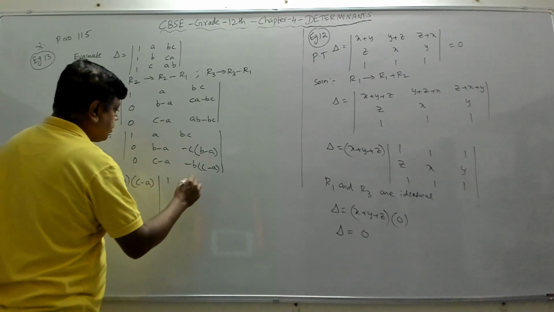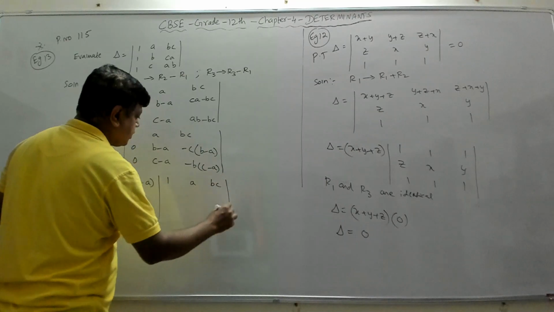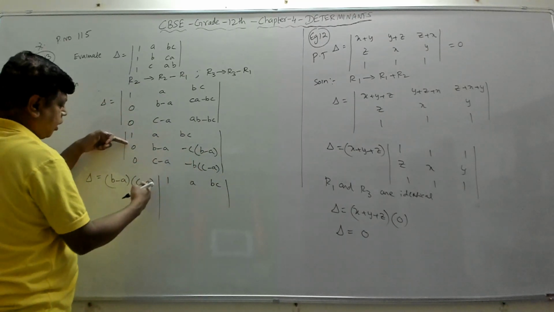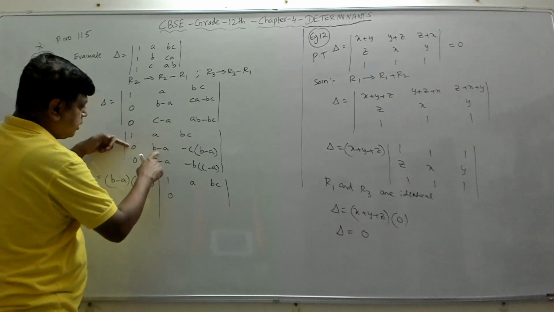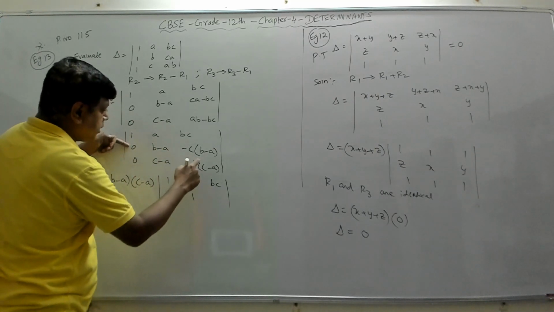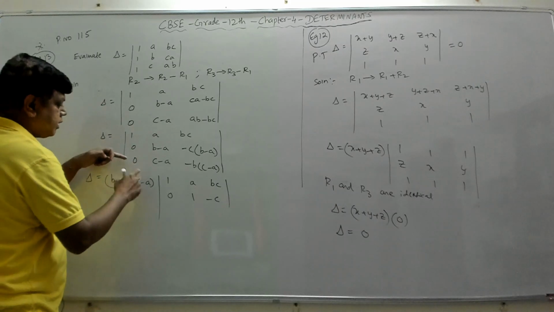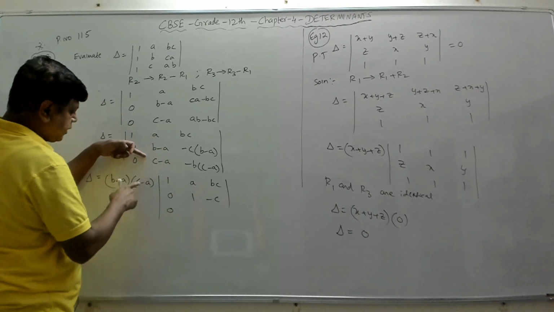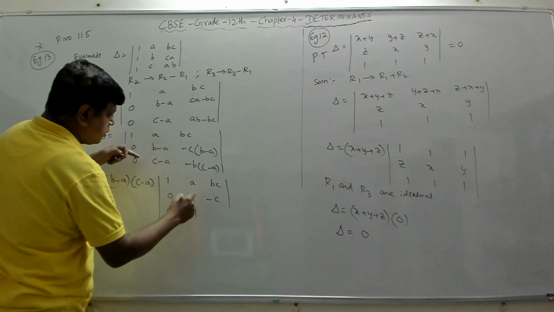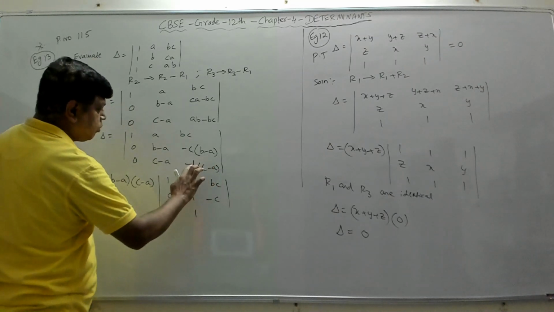I'm writing the first row as it is. In the second row, we have taken B minus A out, so this will become 0, here it will become 1, and here it will become minus C. Similarly, in the third row, 0, then 1 since C minus A is taken out, and you will have minus B.